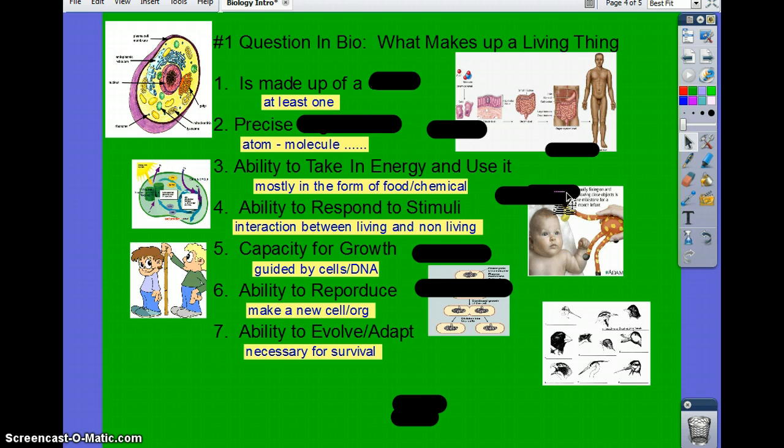It's funny because the number 1 characteristic you haven't given. What do all living things have to have? A cell. You have to have at least 1 cell. We obviously have many. And precise organization.